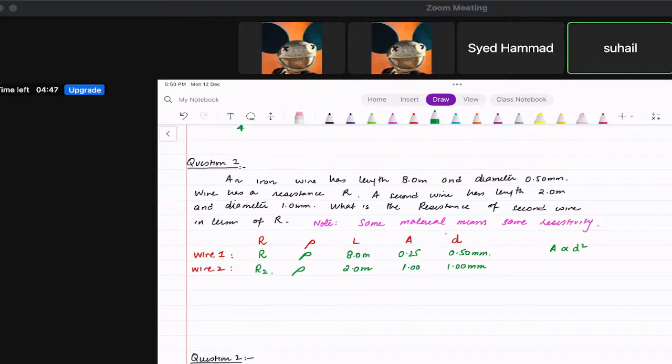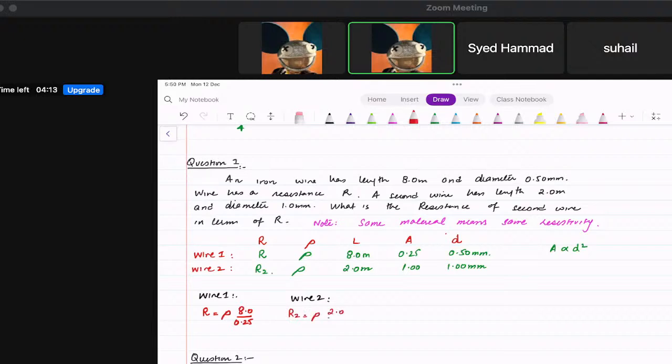Yes. Now when you have put the relevant information, then you write for wire 1, because the formula will be R, resistance, equals resistivity times length, which is 8.0, divided by area, which is 0.25. And for wire 2, R2 is the resistance, the resistivity is the same, the length is 2 and the area is 1, right? You got the formula.